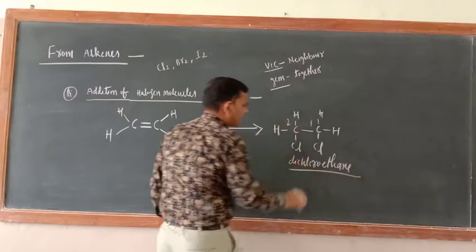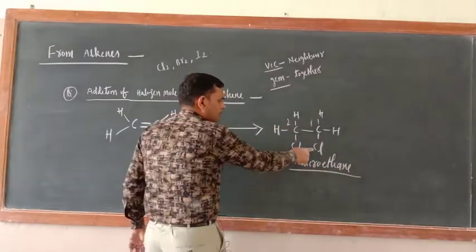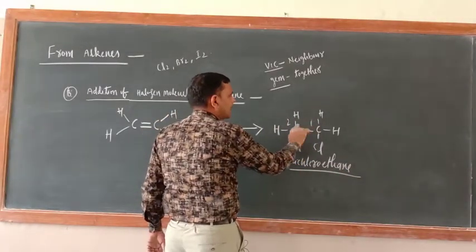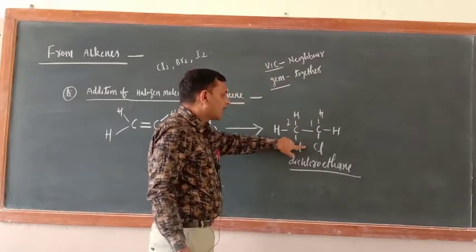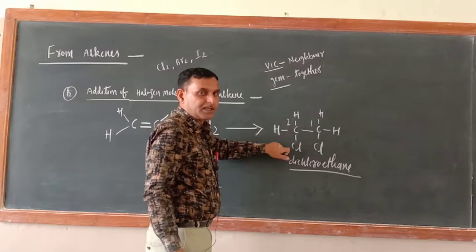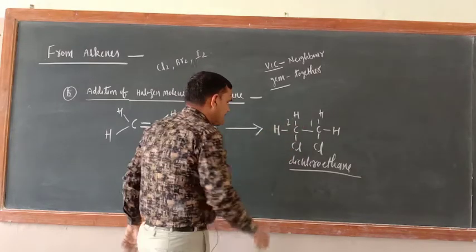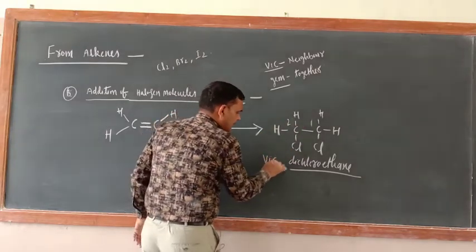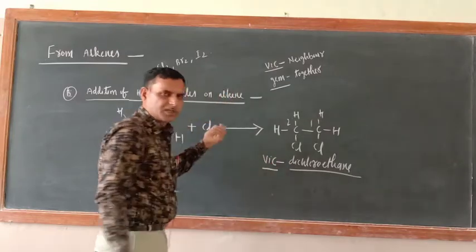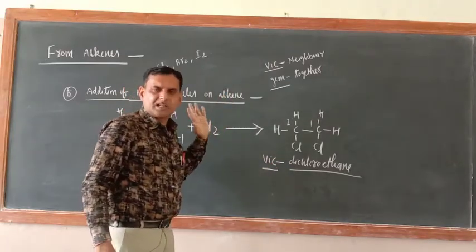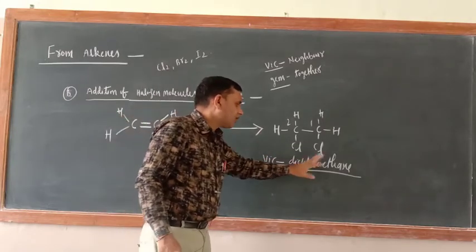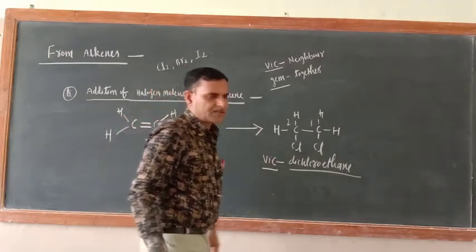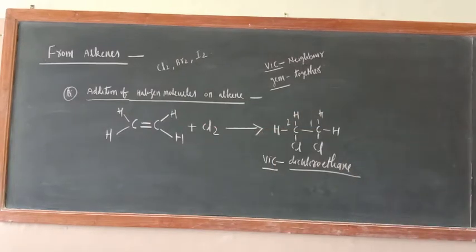Okay, just see here both chlorine atoms are on neighboring carbon atoms. When halogen atoms attach to neighboring carbon atoms, that is known as vic. Always remember, vic is used in the common nomenclature system. It is not used in the IUPAC system. So vic dichloroethane. What is the name of this one? Vic dichloroethane.